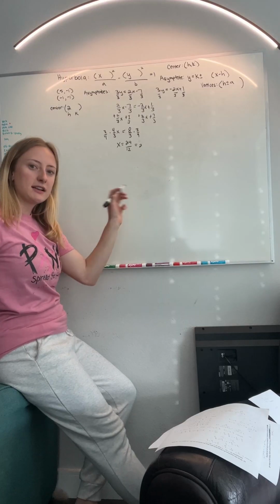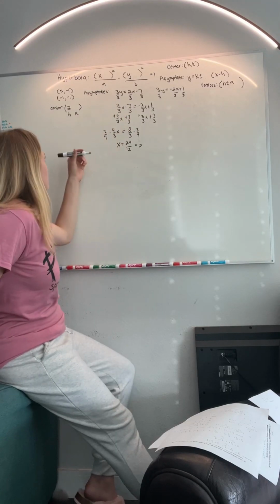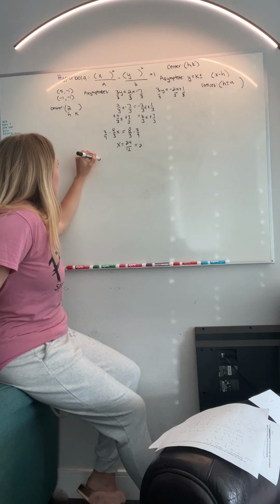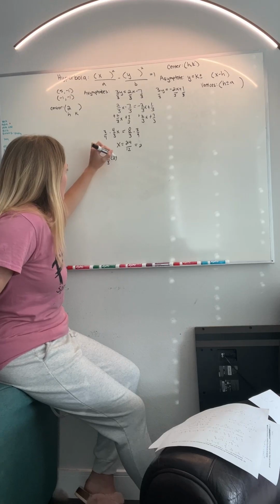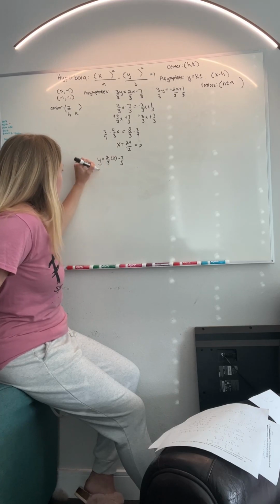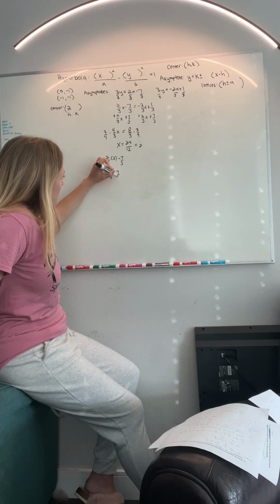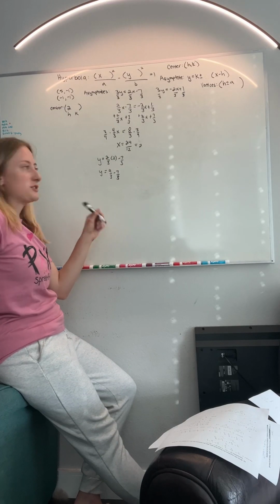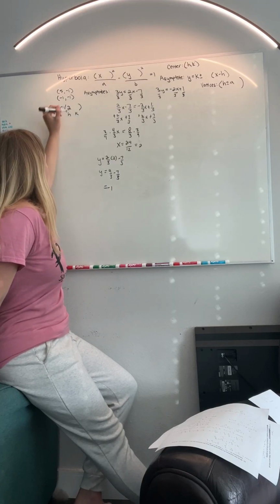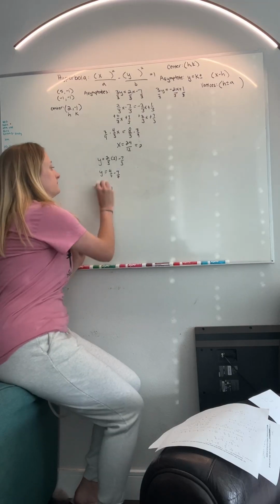Now we're going to take this x value and plug it into one of the original equations to solve for y. So we've got y equals 2/3 times 2 minus 7/3. This equals 4/3 minus 7/3, which equals negative 3/3, which is negative 1. Alright. So our center is 2, negative 1.